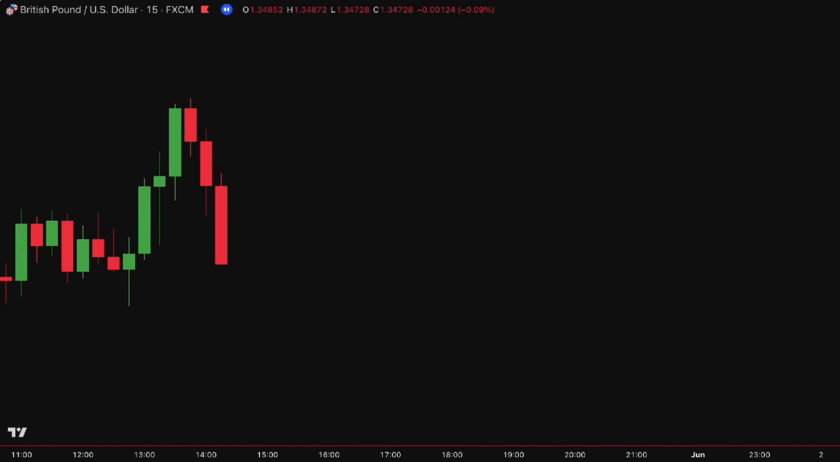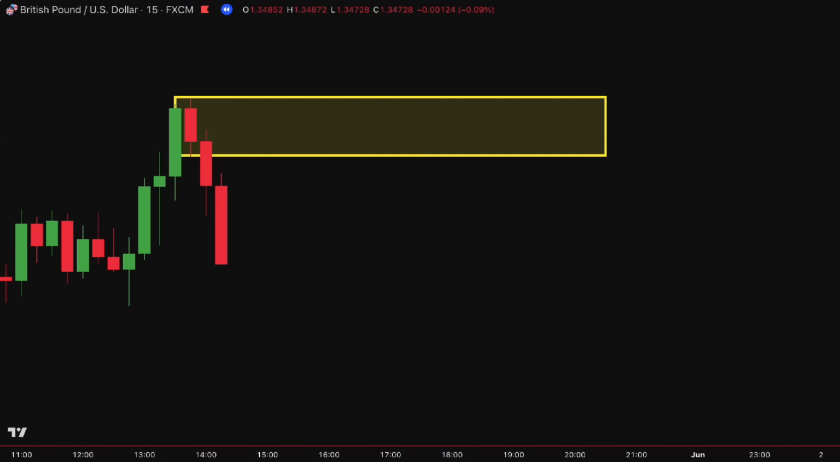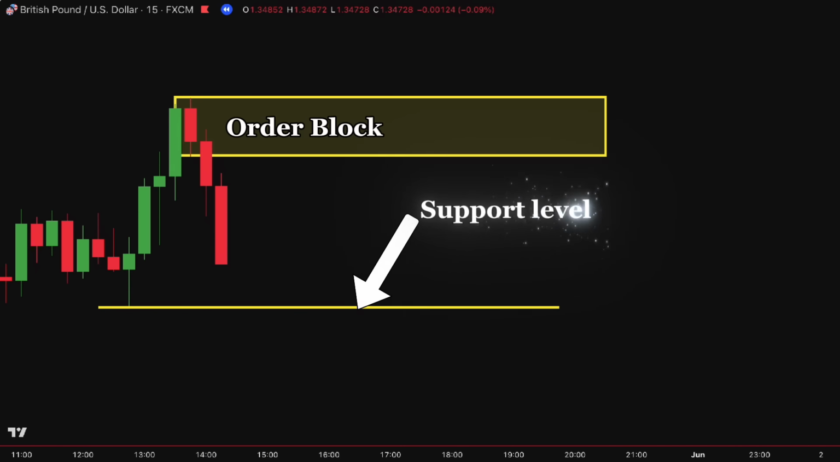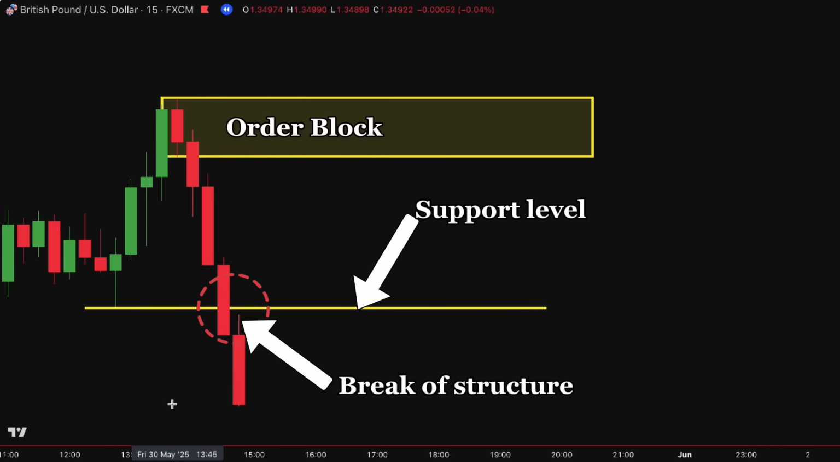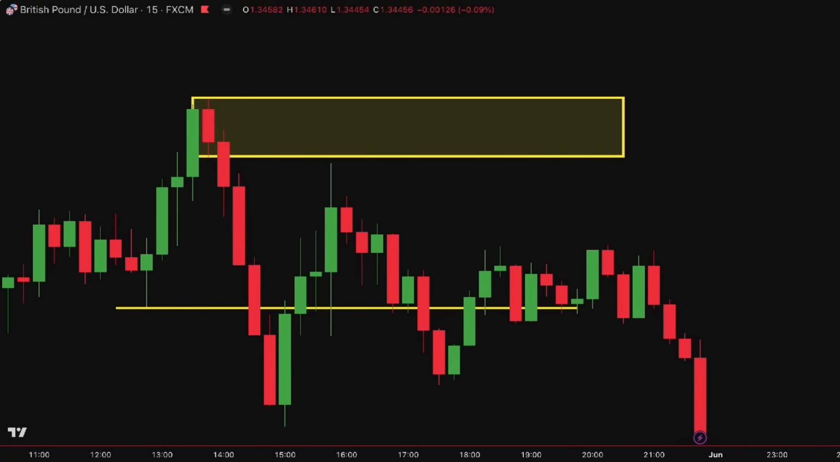Here is an example. You could say, here, the market made a strong move down, and we can clearly see an imbalance, so this looks like a potential order block. But for this order block to be valid, we need confirmation through a break of structure. Specifically, a breakout below the previous support level. Now, look at what happens next. The market breaks below that support, which confirms the order block as valid. And once price retraces back into the order block, it gets rejected and continues moving down.